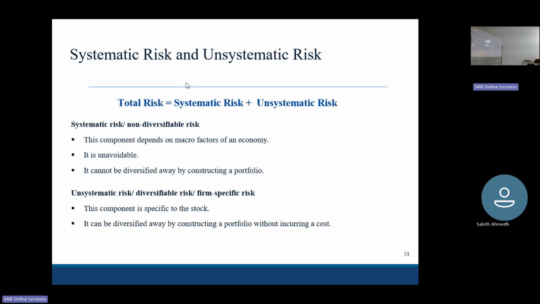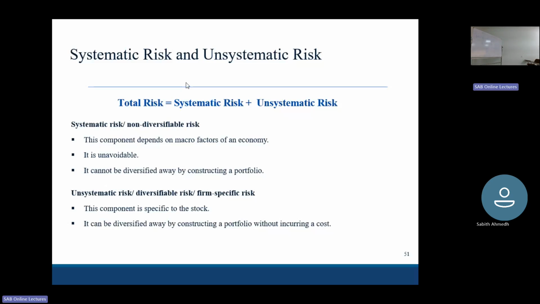And also it is unavoidable. As an investor, you cannot avoid it. Government, interest rate policy, inflation setups, you could not keep your portfolio aside from them. It's unavoidable. It's affecting. Your return is impacted by it. It cannot be diversified away by constructing the portfolio. So you cannot diversify. So risk premium is provided for what?